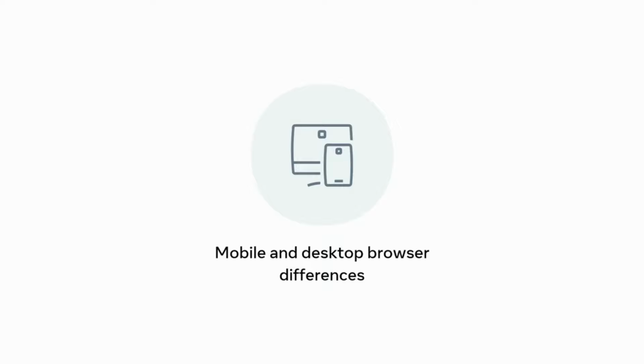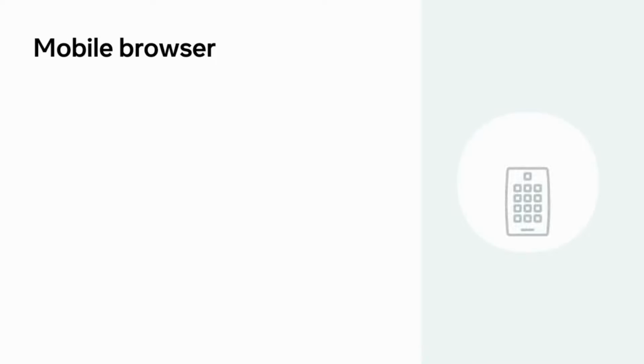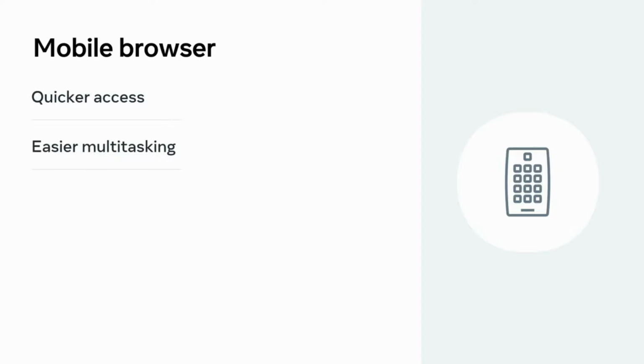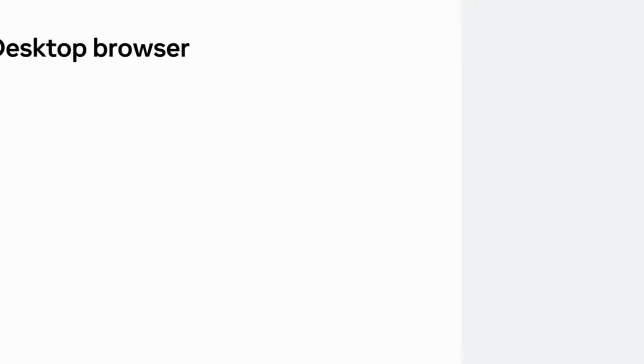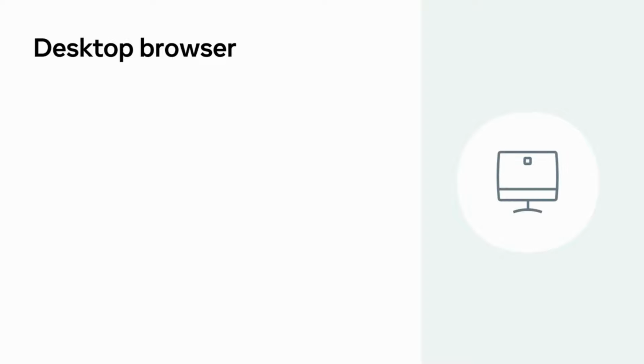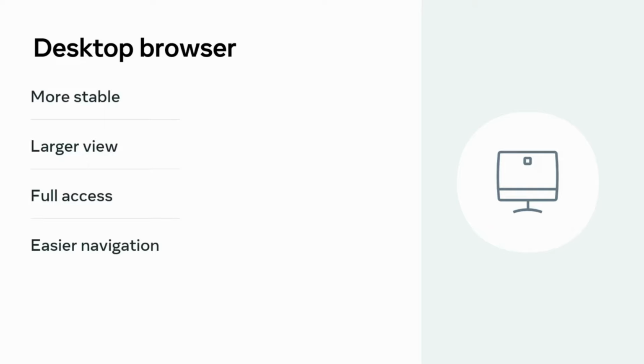Now that you've covered how browsers work, let's explore the major differences between mobile and desktop browsers. Some of the key advantages of mobile browsers are that they allow quicker web page access, they enable seamless multitasking, they are also very portable, they are usually updated regularly to improve the user experience, and they consume less data bandwidth. Some major benefits of desktop browsers are that they are generally more stable, they allow a larger view of a web page, they allow full access to website content, and make it easier to navigate between pages.